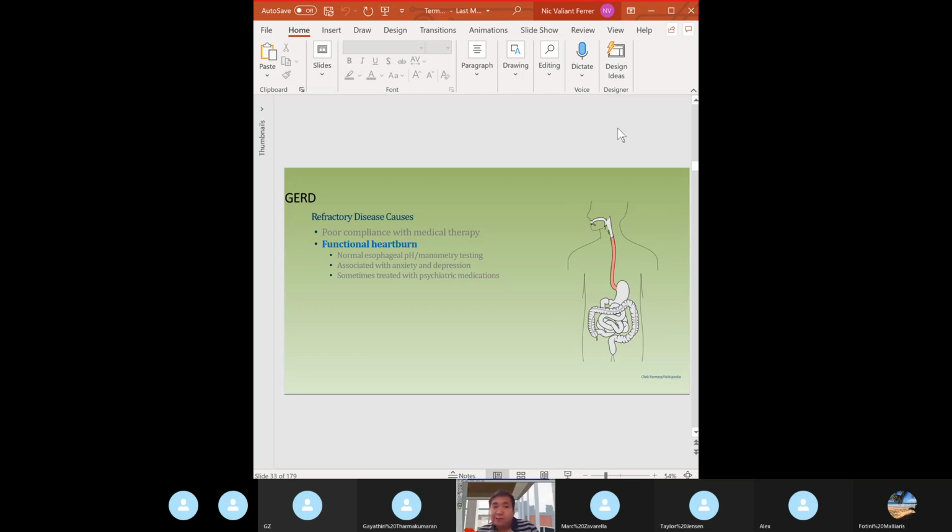What are the causes of refractory disease? Medication doesn't work, so it might be poor compliance with medical therapy. Maybe they're not taking it like BID. Or we have functional heartburn associated with what? Anxiety and depression. So for this one, you need to call the psychiatrist because they need psychiatric medications.